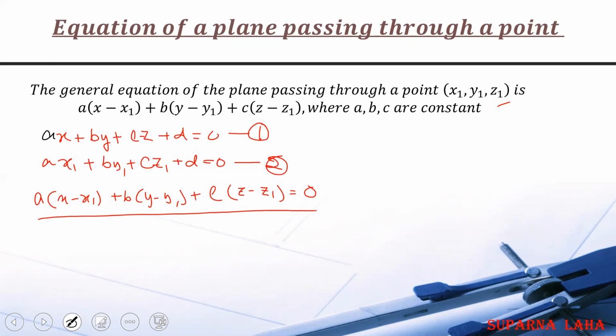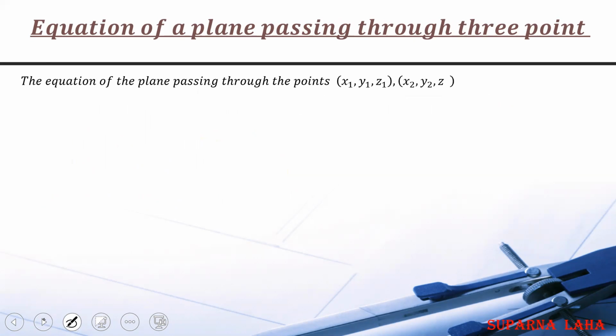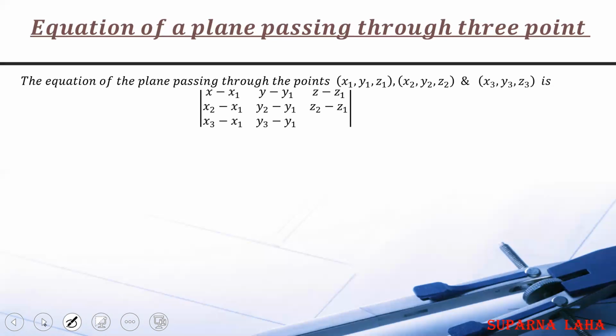Now, let us change this to 3 points, that is, the equation of a plane passing through 3 points. Let us take the points as x1, y1, z1, x2, y2, z2, and x3, y3, z3. These 3 points are given, and you need to find the equation of the plane. So the equation of the plane is given by this determinant equals 0. Now, how can we say that this determinant will represent the plane?